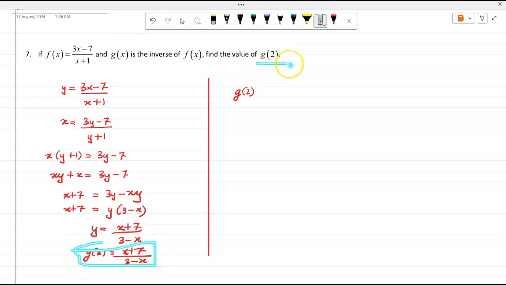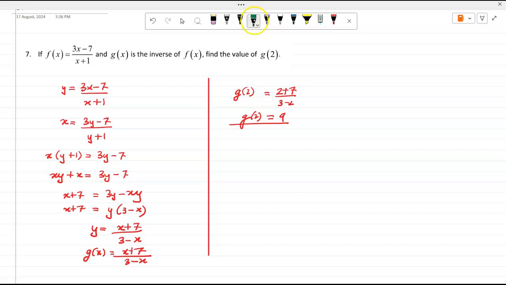And then I would just plug in 2. Since you're finding g(2), you simply plug in 2. So g(2) will be (2 plus 7) over (3 minus 2), 9 over 1. So g(2) is equal to 9. Perfect. There's one more way of doing it.